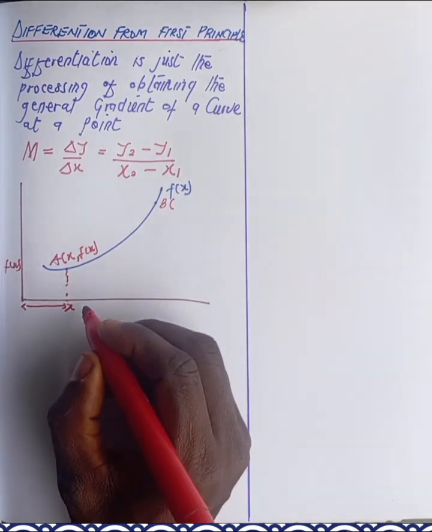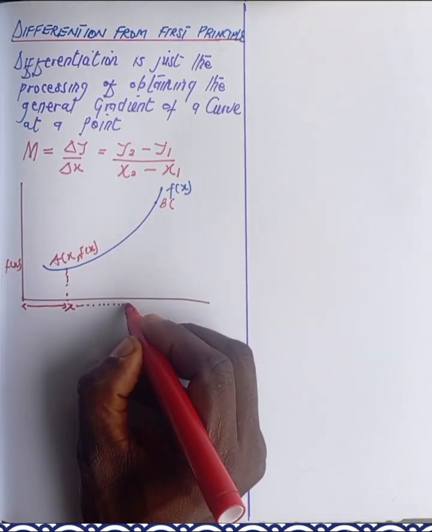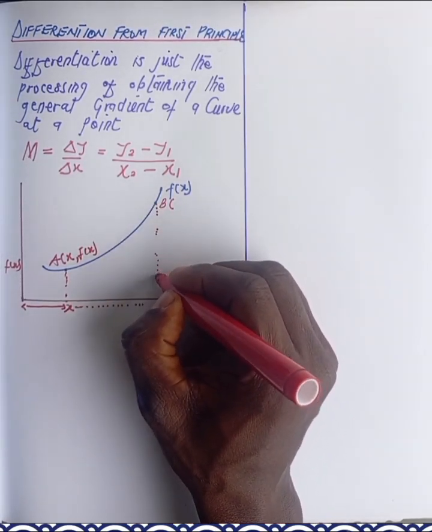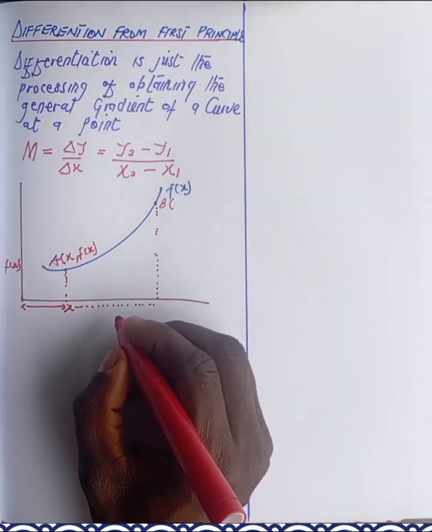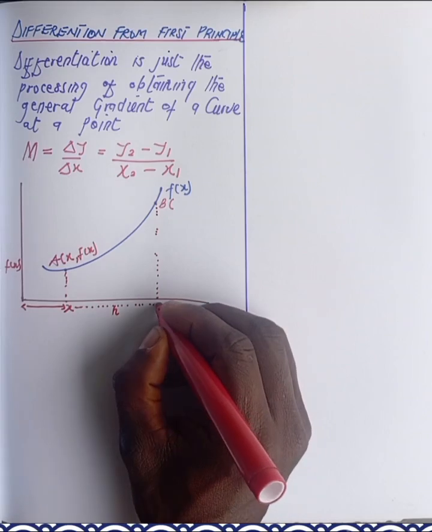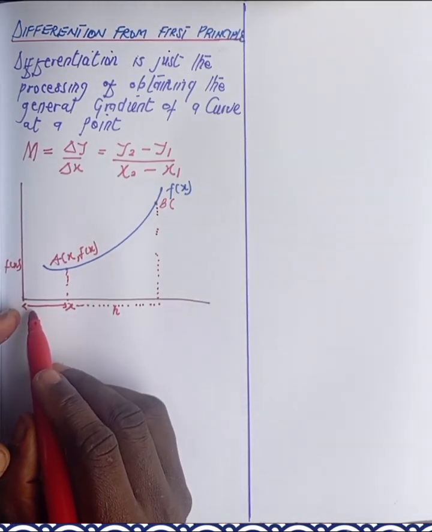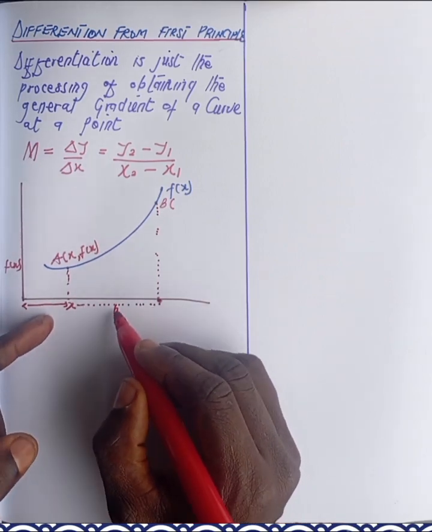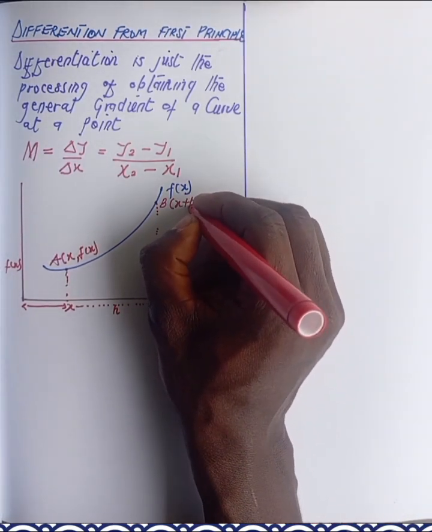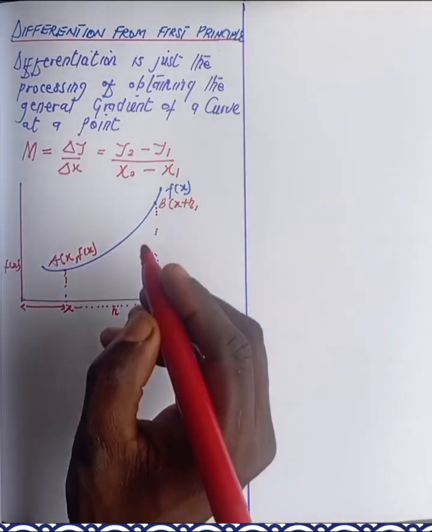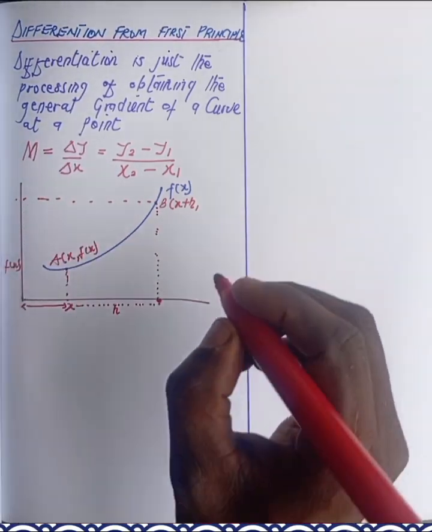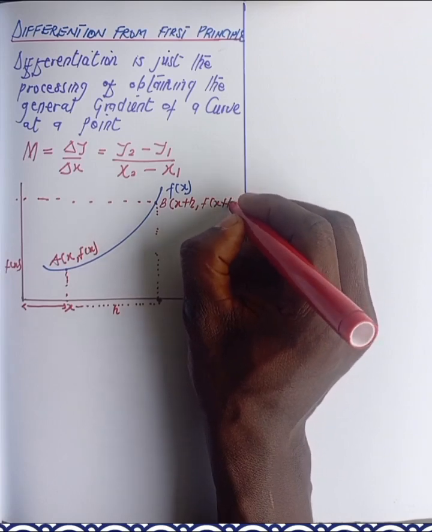Now let's write the coordinate for B. Let's take it that the distance from x to the point B on the x-axis, let's call it h. So it means that from x to this very junction is going to be the coordinate for x. So to find the coordinate is going to be what? x plus h. So we have x plus h. Now its corresponding y coordinate is going to be f of x plus h.